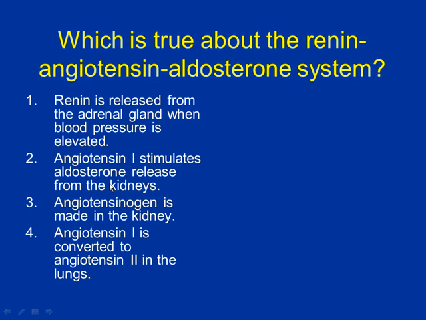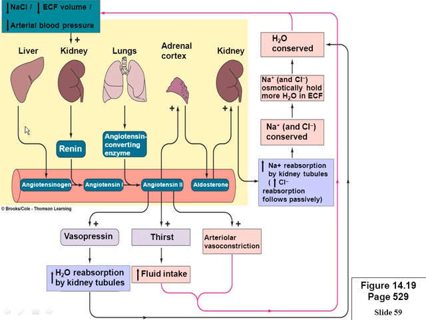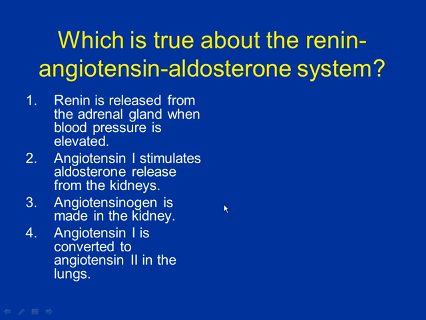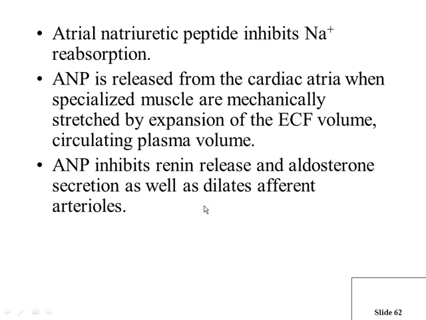Cross that one out. Number 2, angiotensin 1 stimulates aldosterone release from the kidney. Angiotensin 2 causes aldosterone release. What else is wrong with this? Aldosterone is released from the adrenal gland. Yep. So 2 things wrong with number 2. You can cross that one out. How about number 3? Angiotensinogen is made by the kidney. Angiotensinogen was made by the liver. Yep. So this is a good slide to get familiar with. All right, so number 4 was the correct answer.